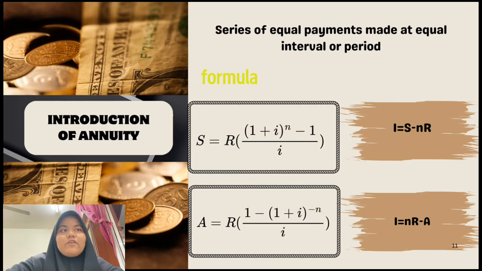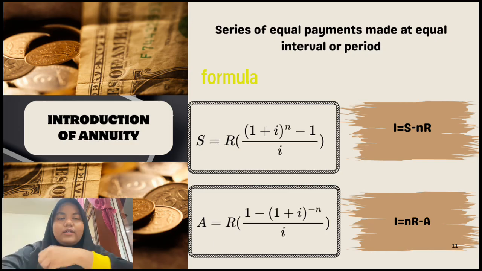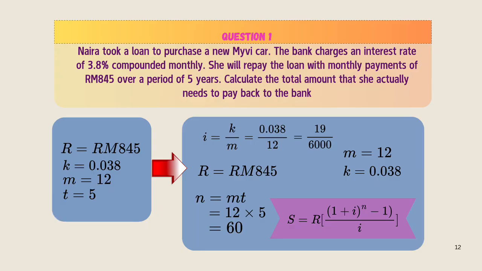The other formula is for present value, which is A equals R bracket 1 minus bracket 1 plus I close bracket to the power of negative N divided by I, where A is the present value of annuity after interest period. To find the interest period in a future value, we use interest equals future value minus amount N, where I equals S minus NR. And finally, to find the present value, we use interest equals amount given minus present value, where I equals NR minus A.